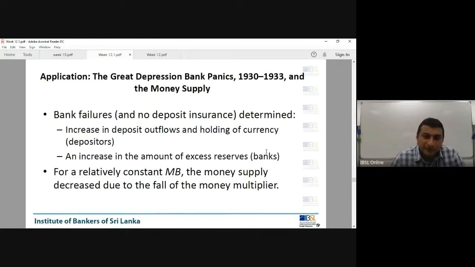So you see the details here, and we will look at some application. I always want what you learn to be applied and try to see how that's been reflected in economic activities across different times. So we see the Great Depression of the 30s and how the money supply also behaved.